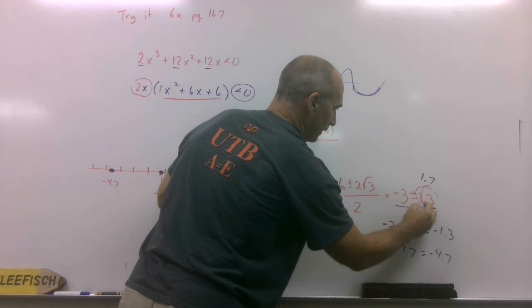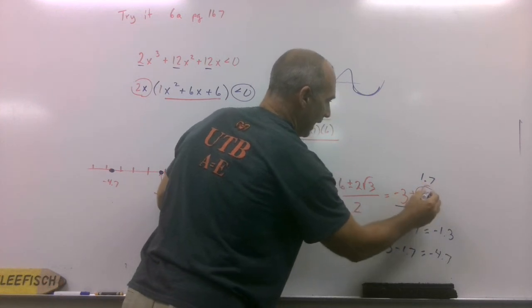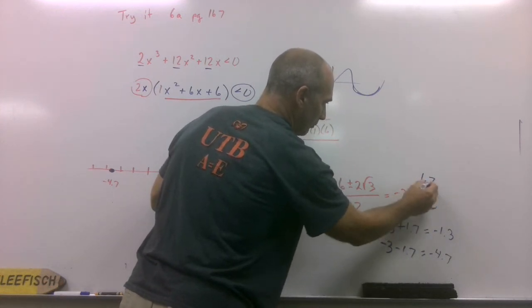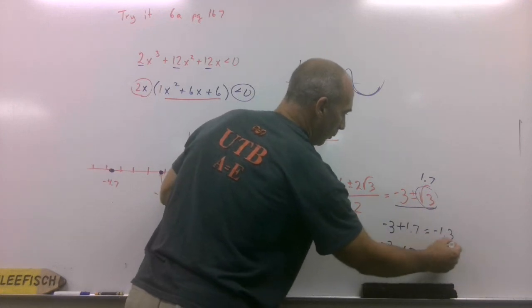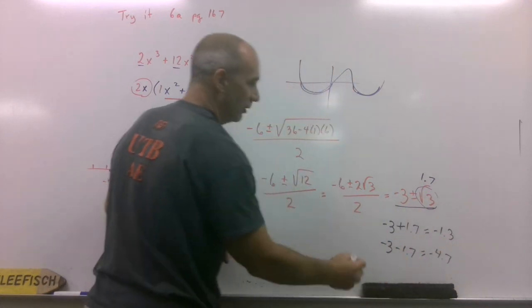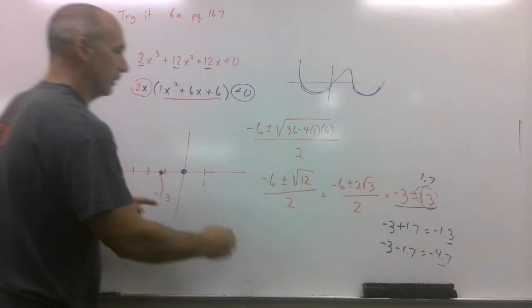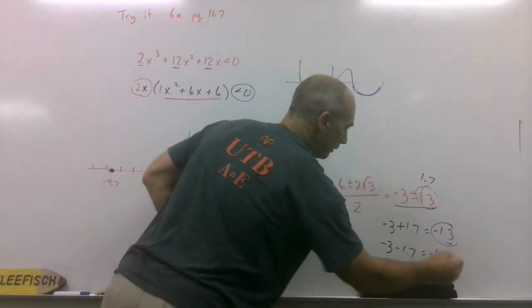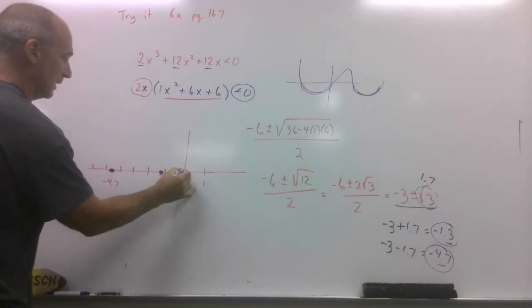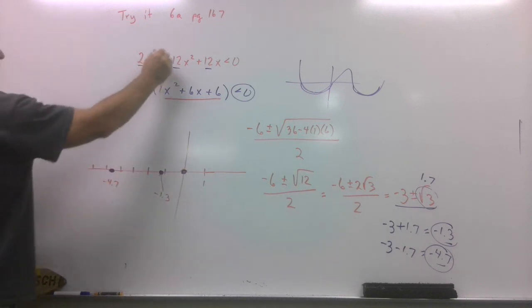Now, the square root of 3 is 1.7. I needed to convert that to a decimal so I could actually figure out what they are exactly. Now, you can look at the video to figure out where this comes from, but here are my 3 zeros. 1, 2, and then 3. Now, I go to the original.